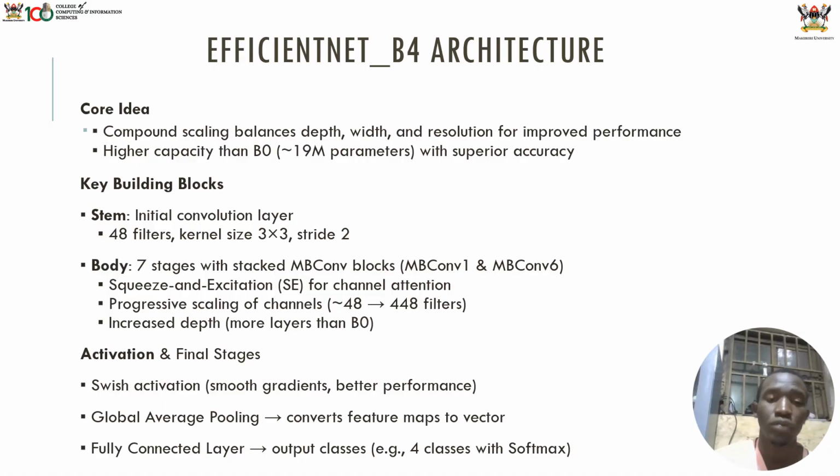Compared to B0, B4 has more layers, meaning it has deeper feature extraction of our images. Then you have the activation and the final stages. The model uses the Swish activation, which improves the gradient flow and overall performance compared to ReLU. From there we shall have our global average pooling, which reduces the feature maps into a single vector, making the model more efficient and reducing overfitting. Then finally, we have our fully connected layer with softmax, which produces the class predictions for each class.